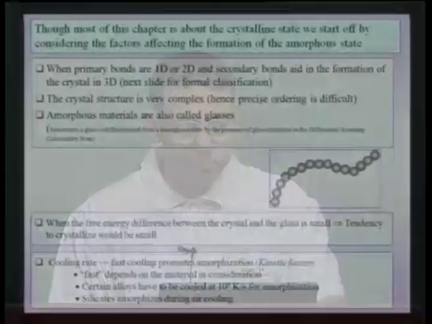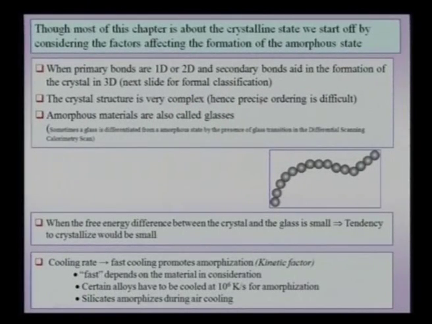Still, we would like to know under what circumstances I would form a crystal, and in other words, what are the opposite circumstances which lead to the formation of the amorphous or glassy state. When primary bonds are one dimensional or two dimensional and secondary bonds aid in the formation of the crystal, this kind of condition is preferred for the amorphous state. And if a crystal structure is very complex, meaning precise ordering is very difficult, again you would tend to form an amorphous structure.